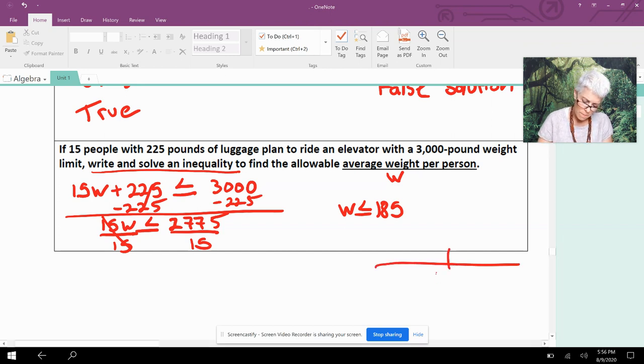If I created a number line, it would have a dot on it, and it would go to the left because it's less than. So you can weigh less than. You could probably weigh more than also, as long as there's somebody on there that weighs less. But the average weight needs to be 185 pounds. So I think they're safe.